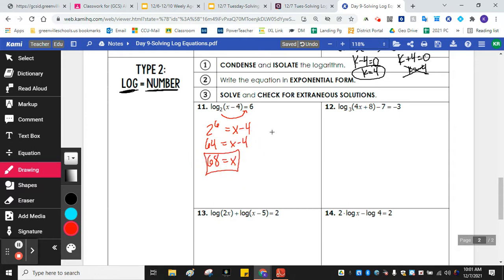Check your answer. When you check, you go back to the original. So log base 2 of 68 minus 4 equals 6. Make sure this side equals 6. When you put it in a calculator, it does, so you know your answer is right. So I have to get this log by itself. So the easiest thing to do is add over 7. See how that is not in my log equation. So just add over the 3, or -3.